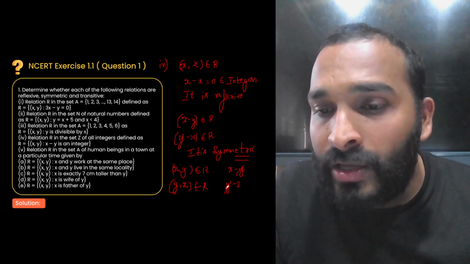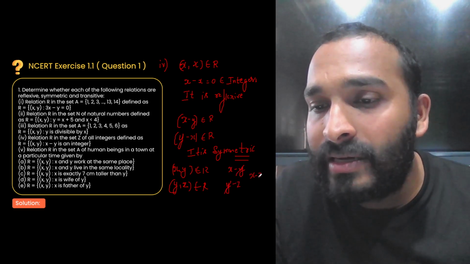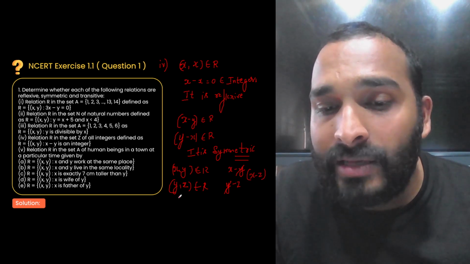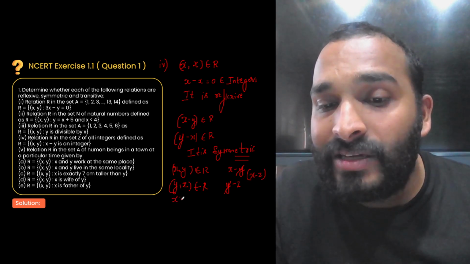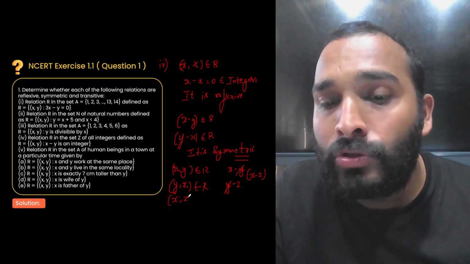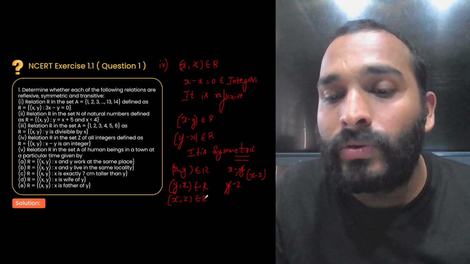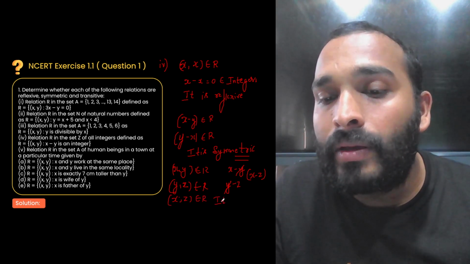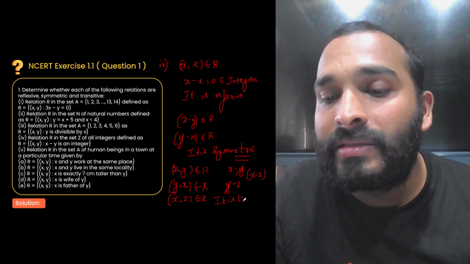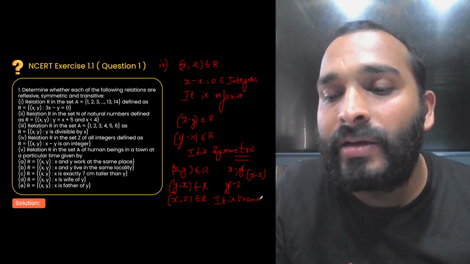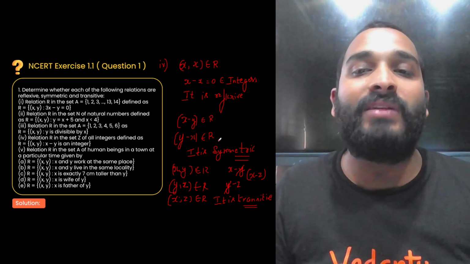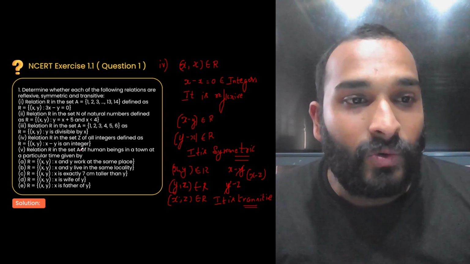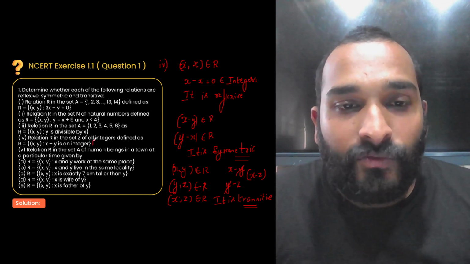Why? Because you cancel. What are you getting? X minus z, that also will be an integer. That obeys your transitive relation where x comma z also belongs to R. So it is transitive. Right, children? It was easy and simple. Yes, these are very basic level of questions, right? So we have solved the sub question 4 here.